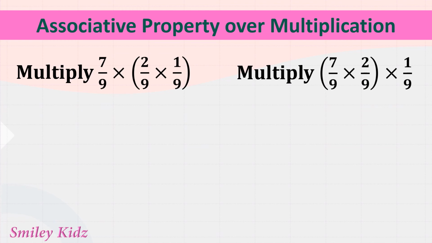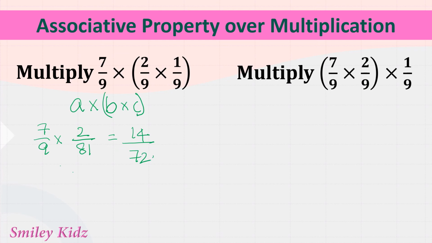Associative property over multiplication. In the first condition, we are having A multiplied by B multiplied by C, where B and C are in brackets. So first we will be solving the brackets part. 7 by 9 multiplied by 2 by 81, which is equal to 14 by 729. So when we are doing the first condition, we are getting the answer as 14 by 729.